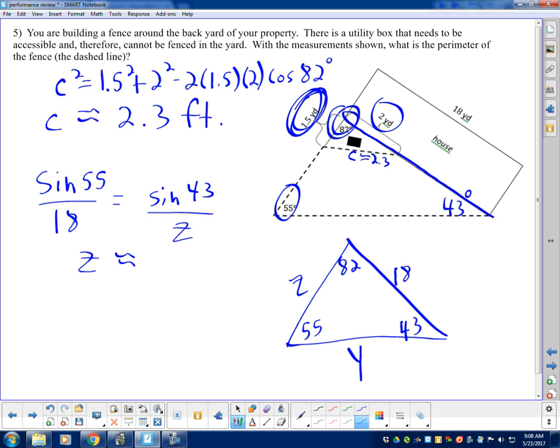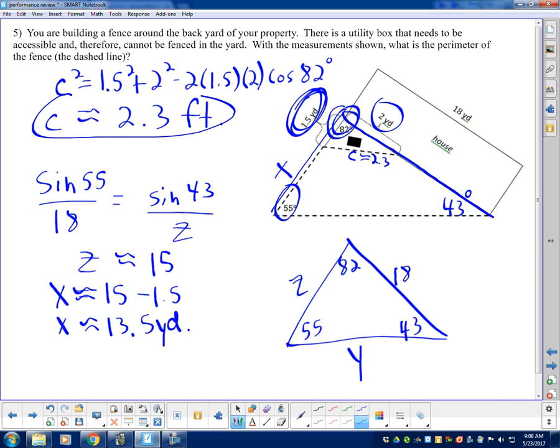So Z ends up being about, I'm hearing about 15 yards for Z. The whole thing is 15 about. And so that means this dashed line, let's call this maybe X. X is equal to 15, which is the whole piece from here all the way to here, minus 1.5, which is about, should have squiggly equals here, about 13.5 yards. So I've got this C equal to 2.3, X is equal to 13.5. Now I just have to find this bottom piece here, and then I can add them all up.